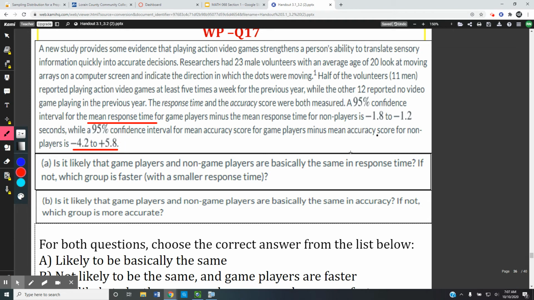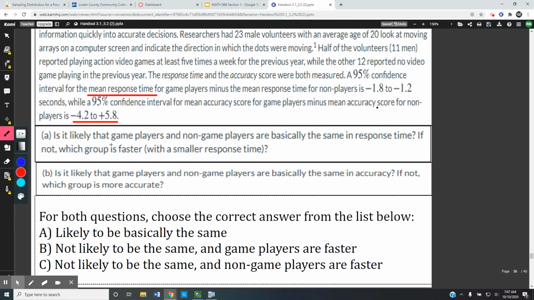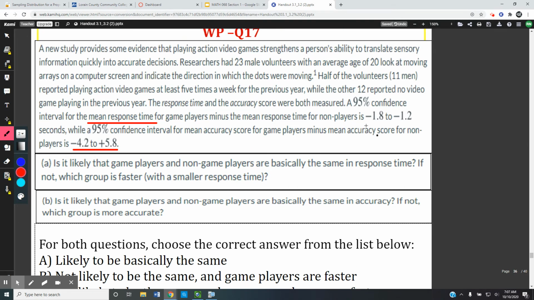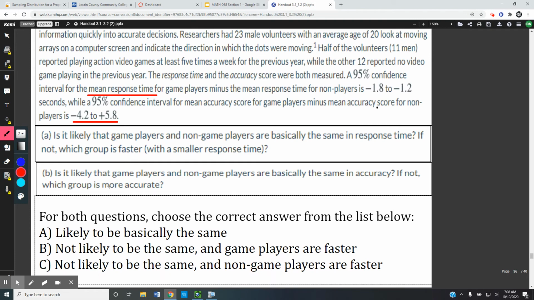Okay, so we're going to interpret what a negative actually means here. Is it likely that game players and non-game players are basically the same in response time? If not, which group is faster? Well, it's not likely that they have the same, because they have a very different confidence interval. And the game players are obviously faster because they're below. They're negative 1.8 to negative 1.2 in mean response time, so they would be faster.